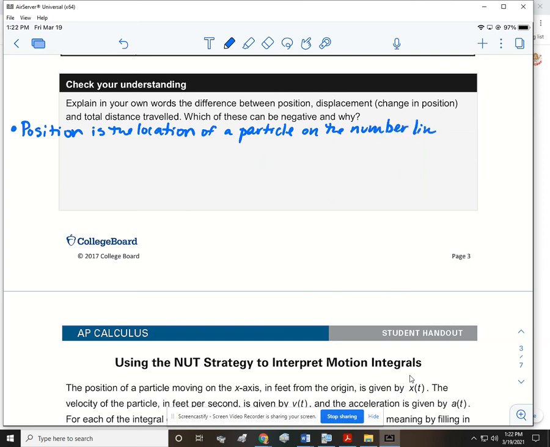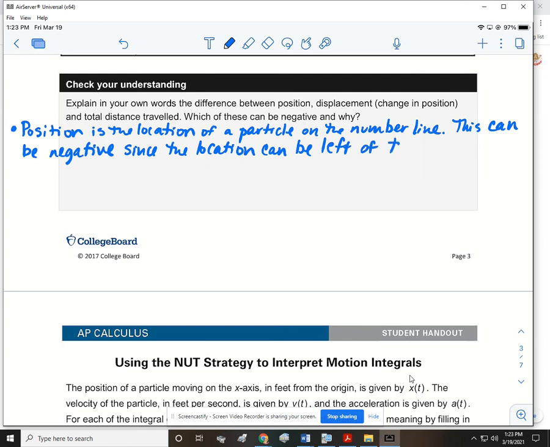All right, the second part of this, we have to determine if this can be negative and why. So the position can definitely be negative, since the location can be left of the origin.